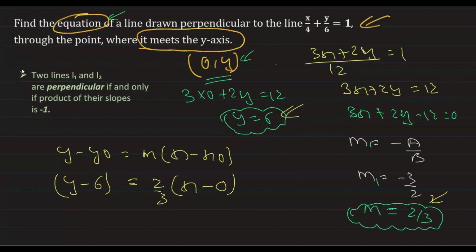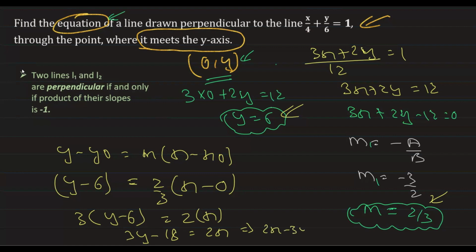Right, so if I do cross multiplication, this is what? I'll show you the working here. This is 3 multiplied by y minus 6 is equal to 2 multiplied by x. That is, we'll get what? This has 3y minus 18 is equal to 2x. So if I write this in the simplified form, I can rewrite this as 2x minus 3y is equal to 18.